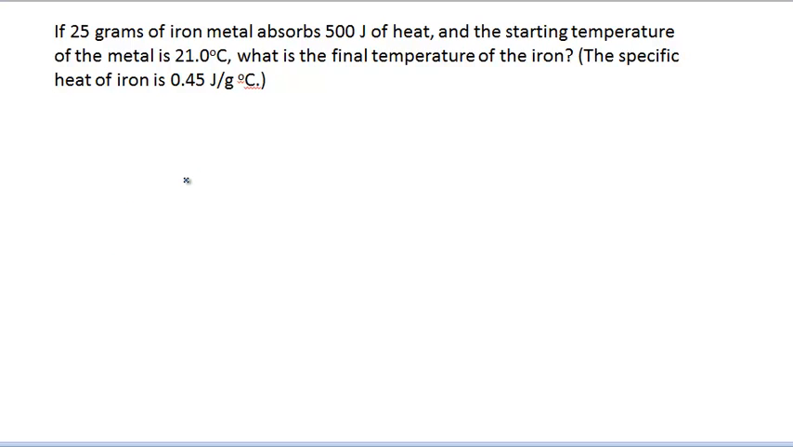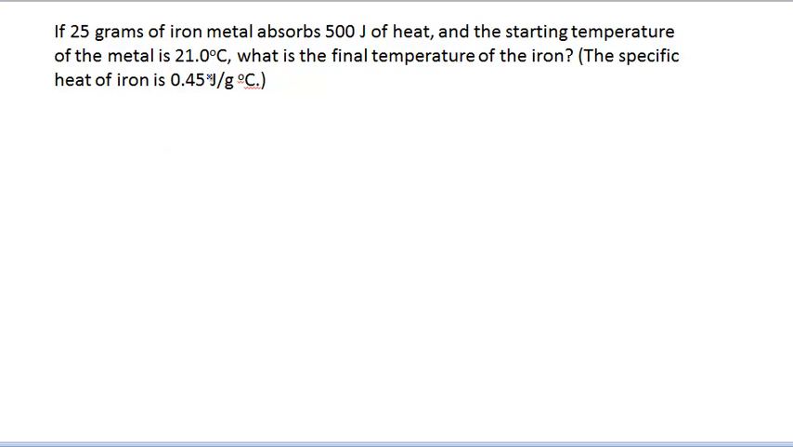So I wanted to... It's actually Saturday right now, and I'm putting together a little video here to just show you the protocol, or some tips, on solving these specific heat problems. I'm just going to make this short and sweet. We can talk a little bit more about the theory and what it all means maybe tomorrow.